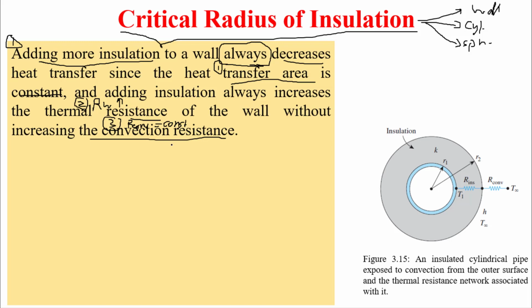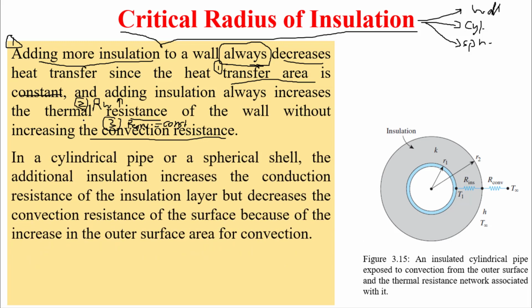Okay, let's see the other scenarios, cylinder and sphere, the other geometries. We saw the wall; now let's see what happens. Both of them are gathered in this statement. In a cylindrical pipe or a spherical shell, if you keep adding insulation, it increases the conduction resistance of the insulation. It is not sometimes, it always happens.